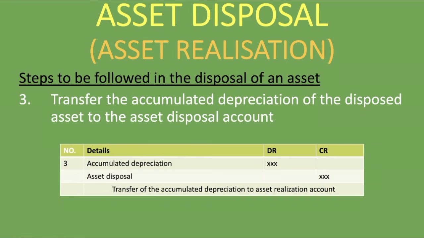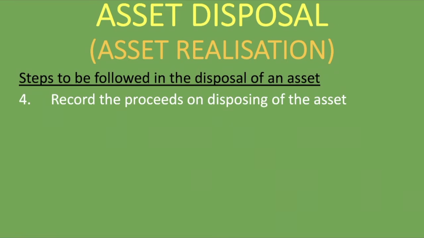And your debit and your credit, you can't mix them up. So you make sure that you're debiting the right account and crediting the right account. So let's do the fourth step, the second last step. Remember, there are 5 steps here. Record the proceeds on disposing of the asset. Again, this is a very easy journal entry to do.